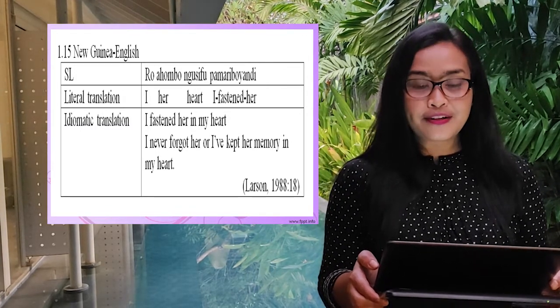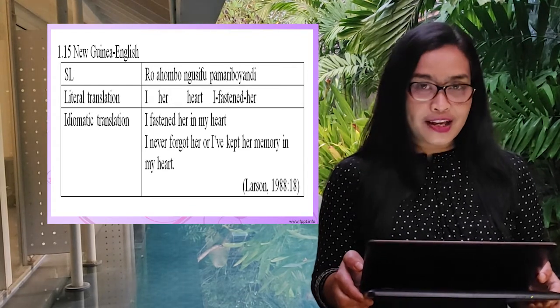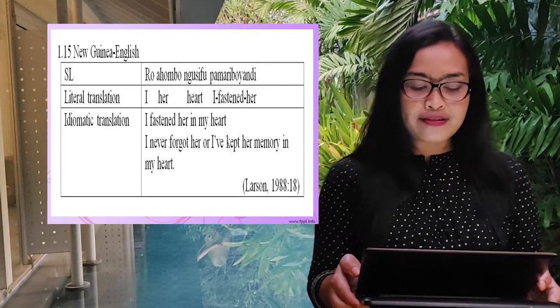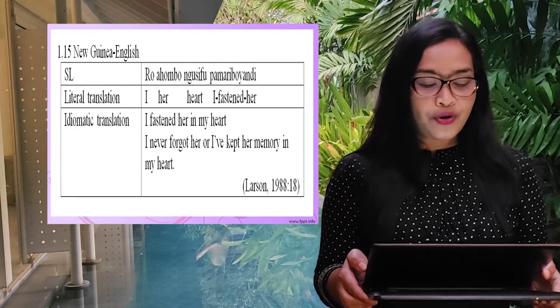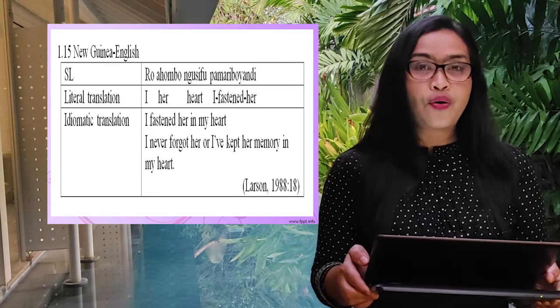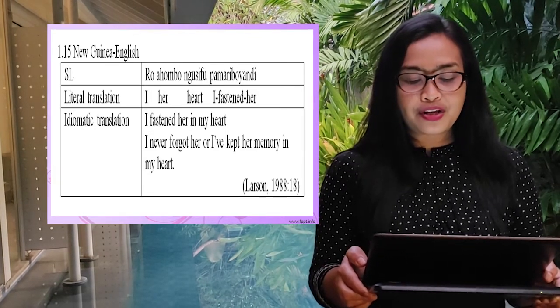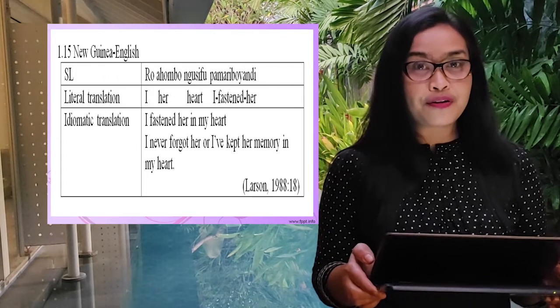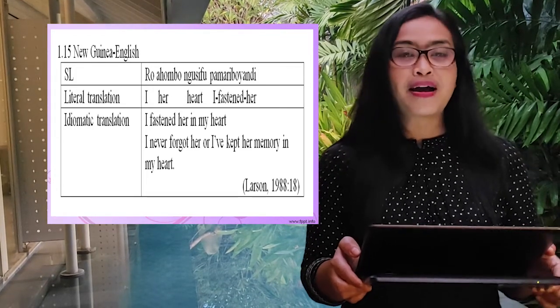I fastened her. For idiomatic translation, it can be I fastened her in my heart, or it can be idiomatically expressed like I never forgot her, or I've kept her memory in my heart. Those are the examples from the book of meaning-based translation by Larson. So that is how we can differentiate literal and idiomatic translation.